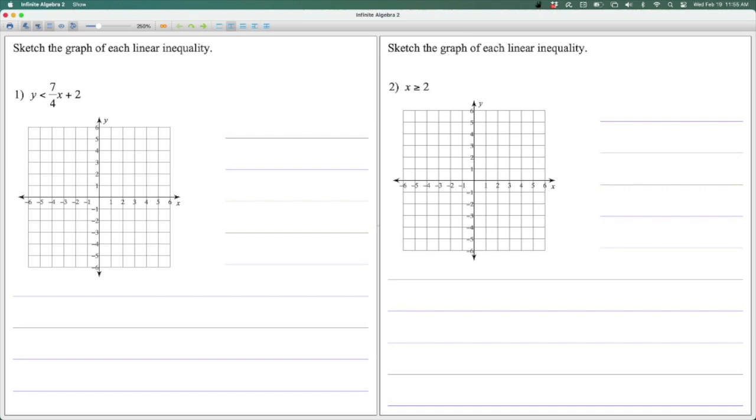All right, let's do this first one. It says sketch and graph the linear inequality. I want you to notice we don't have an equal sign here anymore, do we? No, we don't. We have a less than. But we're going to graph it at first, just pretend that it is equal. So where's the y-intercept? 2. So I'm going to put a dot on 2. And then the slope is 7/4.